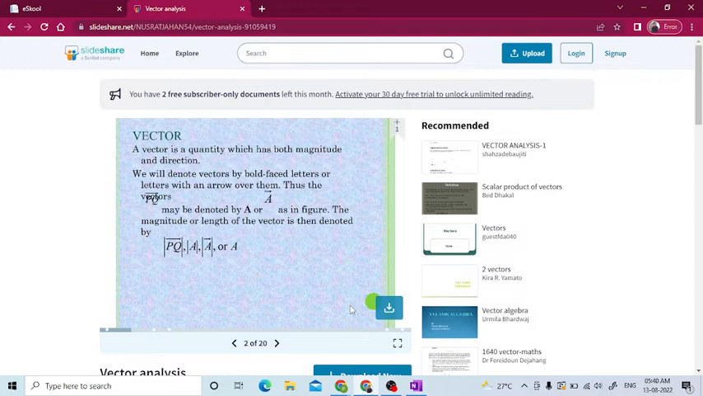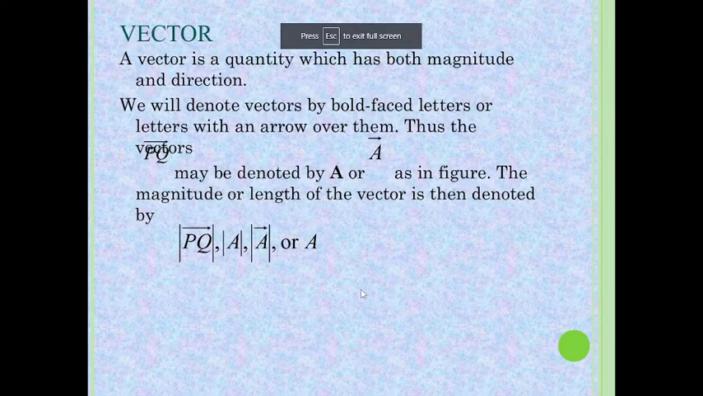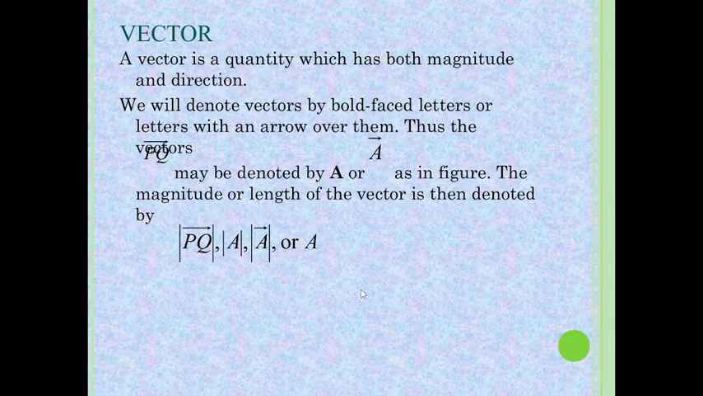I am a physics teacher. Today I will teach about vector quantities. What is a vector? A vector is a quantity which has both magnitude and direction. We will denote a vector by a bold-faced letter or a letter with an arrow over it. Thus the vector A may be denoted by A or as in the figure.